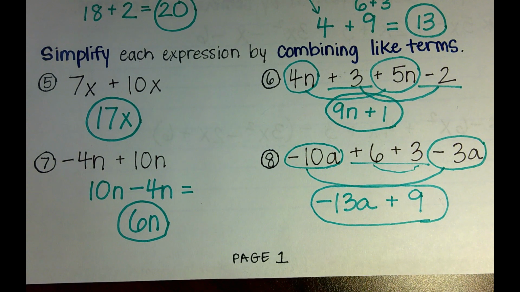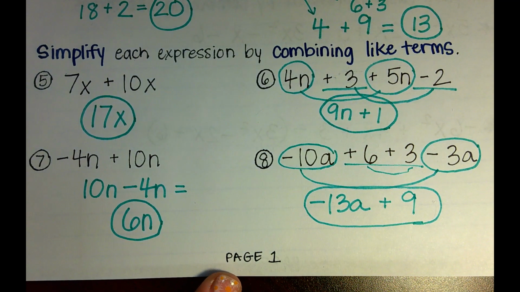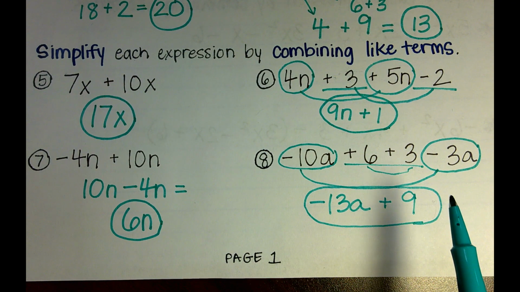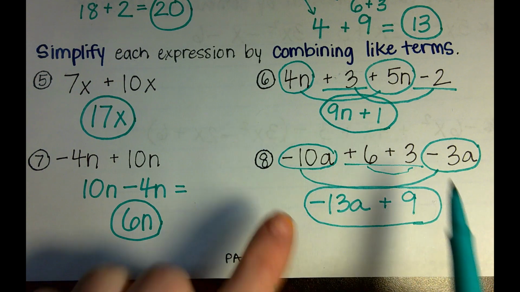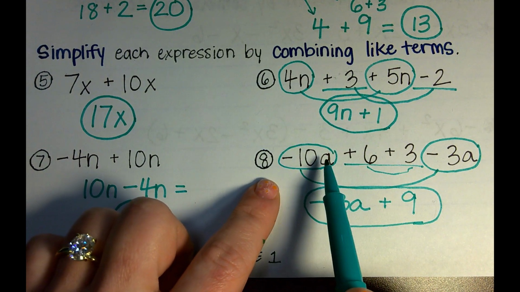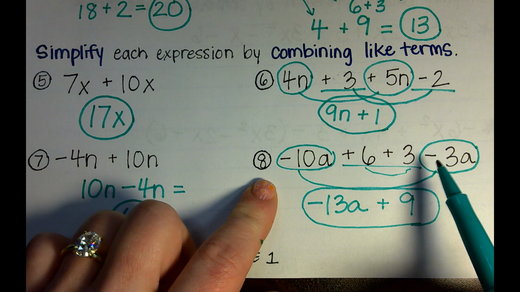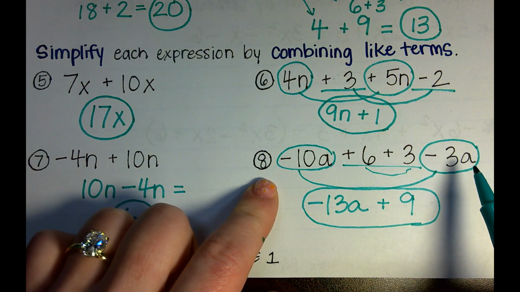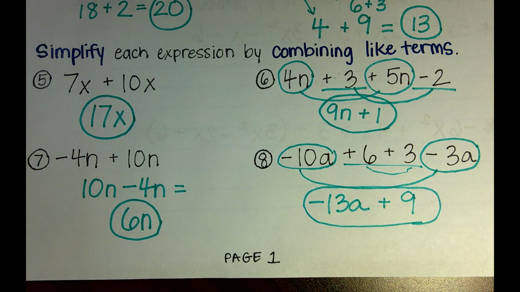Any questions on the first page? And you get negative 13a. So we have negative 10a, and then we also have negative 3a. So when I put negative 10 and negative 3 together, it's basically like adding negative 10 plus negative 3, and that will give us negative 13.